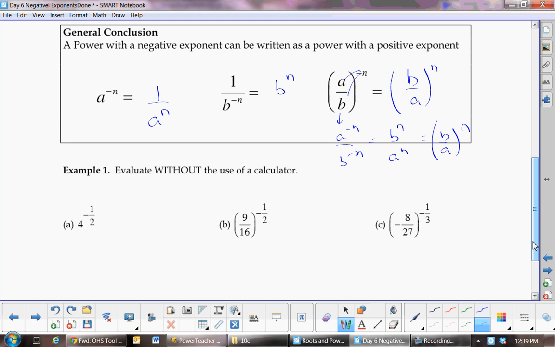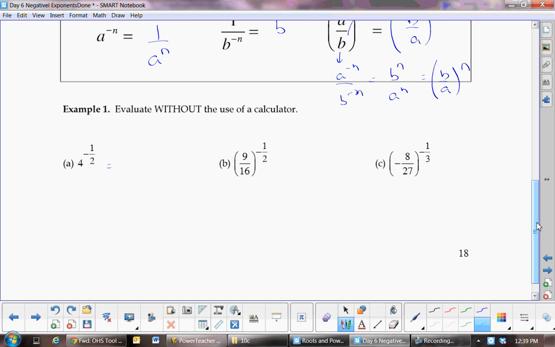Okay, now the best way to really understand these is to do examples. So we're going to spend the rest of the period just going through examples, and you can start seeing how these work. Now 4 to the negative half, that is a negative exponent. Is it happy upstairs? So make it happy first. So it would be 1 over 4 to the 1/2. Now we couldn't do it in the original form, but now we can.